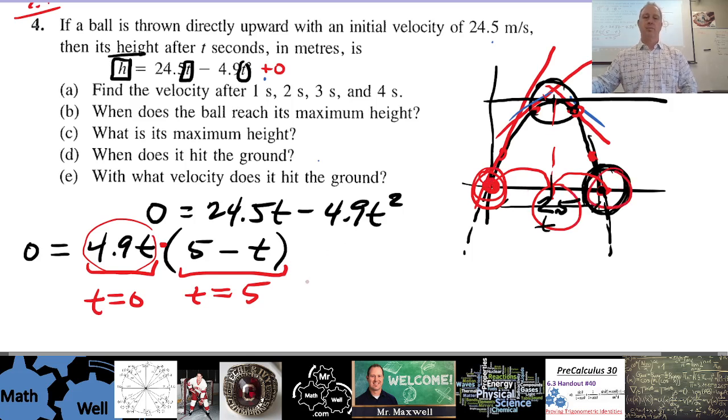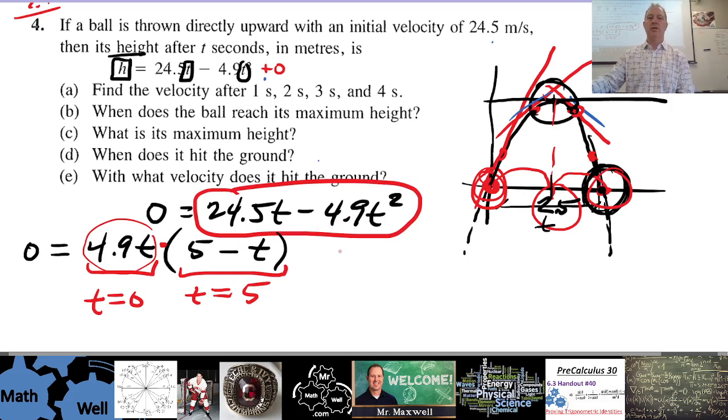Yes? How did we get the 5 minus t? I factored this. I took a 4.9t out of this as a common factor. Okay, good. Any other questions?